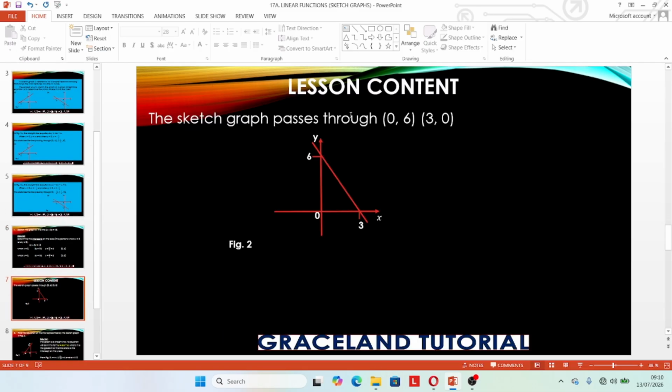Now, to sketch the graph of the coordinates 0, 6 and 3, 0, it means that when x is equal to 0, the line will cut the y-axis at 6. And when y is equal to 0, the line will cut the x-axis at 3. That is the graph in figure 2. Very simple.